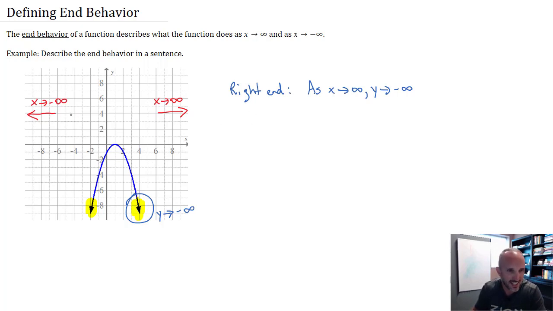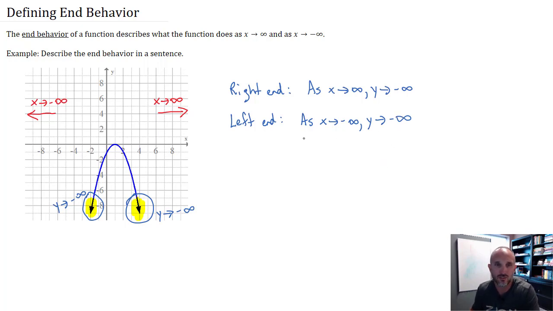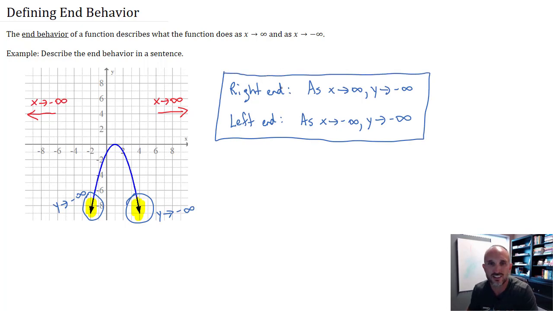The left end, as x keeps going to the left forever, this graph is going to keep going down. So on the left end, we could say as x goes to negative infinity, the y values here keep going down forever, going closer and closer to negative infinity as well. So as x goes to negative infinity, y also goes to negative infinity. So we've fully described the end behavior of this function, which consists of both the right end and the left end. Let's try another example.